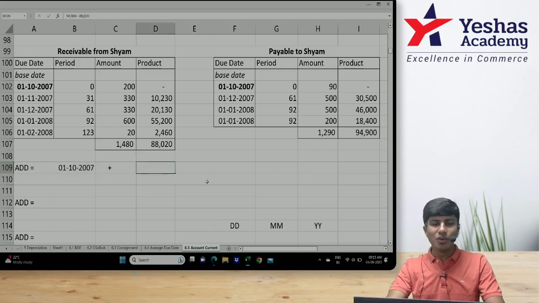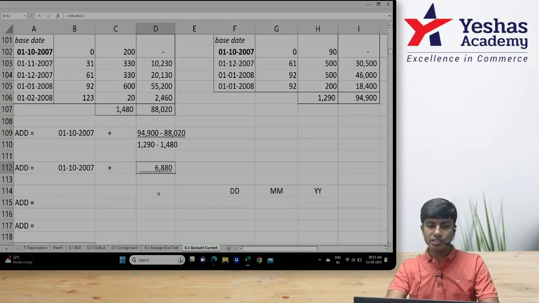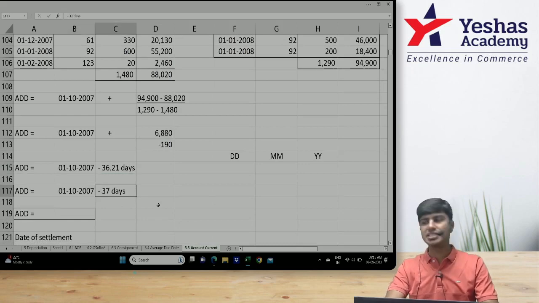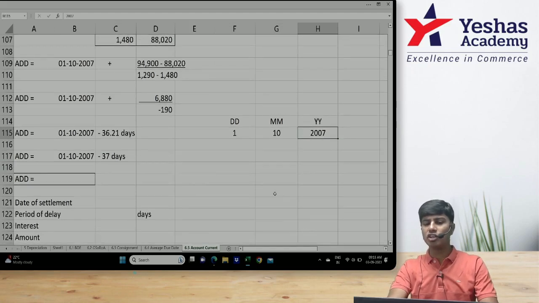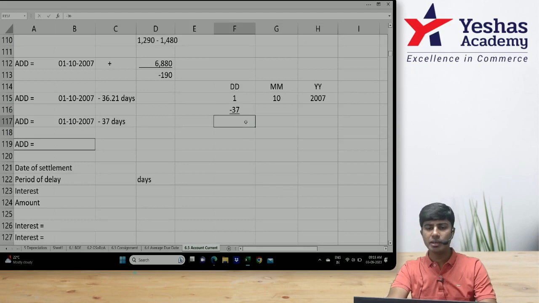Yeah. Now, what do we take? We'll take 94,900 minus 88,020. So the denominator will be 1290 minus 1480. So what do we get? 6880 divided by minus 190. We get minus 36.21, so minus 37 days. How to do it? Very simple mathematics. 1st of October 2007 minus 37 days. What do we get? Minus 36 of 10 2007.